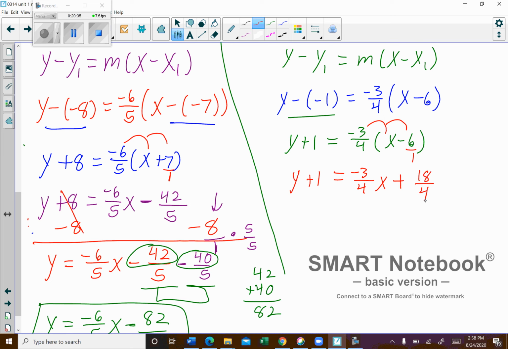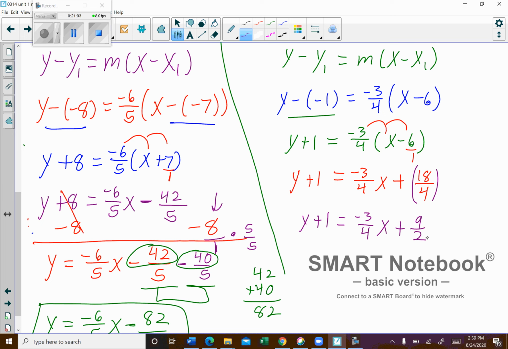Now I could continue the problem along if I want, not really a big deal. But if you notice that you can simplify this value here, it won't happen that often, but might happen every once in a while. If you notice 18 over 4, I can go ahead and reduce that right there. 18 divided by 4, those are both divisible by 2. So I'm going to go ahead and simplify that a little bit. So y plus 1 equals negative 3 over 4x plus 9 over 2.